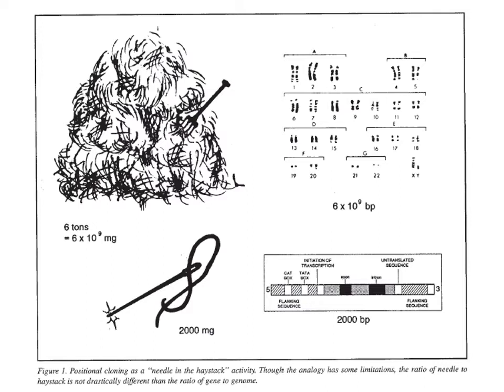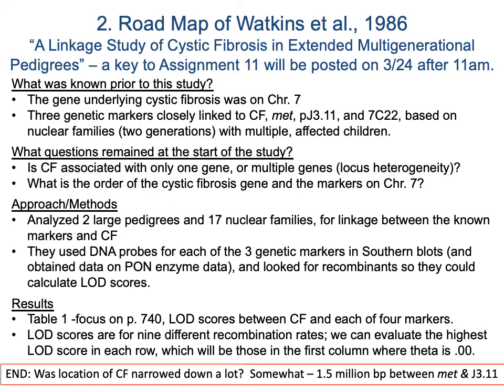And so it's difficult for sure. Okay, so as I mentioned, the Watkins paper was one of several mapping studies that helped lead to the successful cloning of the cystic fibrosis gene. The Watkins paper was published in 1986, and the papers that we're going to be talking about in the next narrated PowerPoint were published in 1989. So this paper was still 3 years before they eventually cloned the gene.